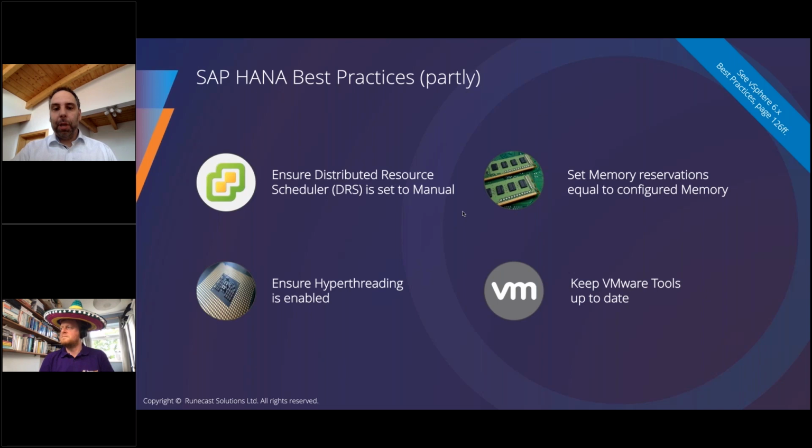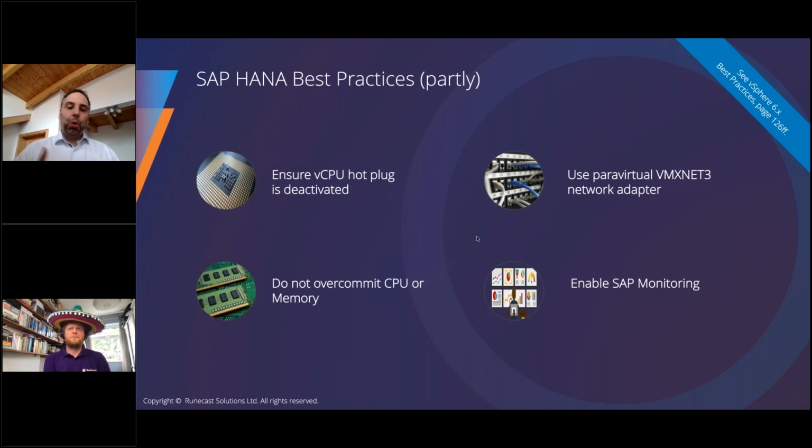And of course, keep your VMware Tools up to date. The reason behind this is that SAP tracks the hypervisor performance data, and therefore we use VMware Tools to provide that to the SAP application itself. We also ensure vCPU hot plug is deactivated. If you have CPU hot plug enabled, you get an unbalanced vNUMA architecture from a hypervisor perspective, which has an impact on your SAP HANA database performance, and therefore the best practice is not to activate vCPU hot plug.